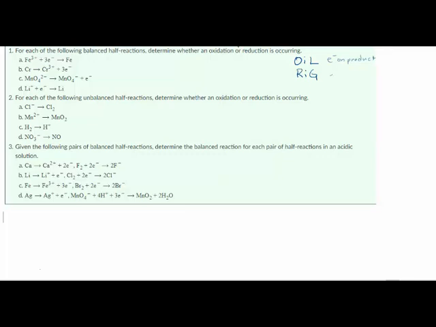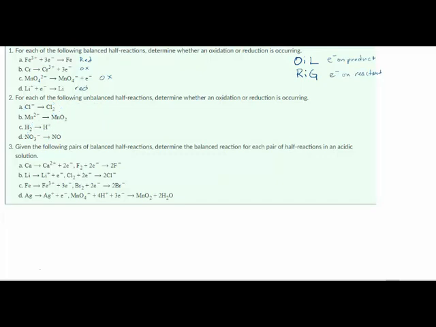Reduction is gain means electrons are on the reactant side. The reactant has gained electrons. So knowing that, this is reduction and this is oxidation. This one is also oxidation and this one is reduction.